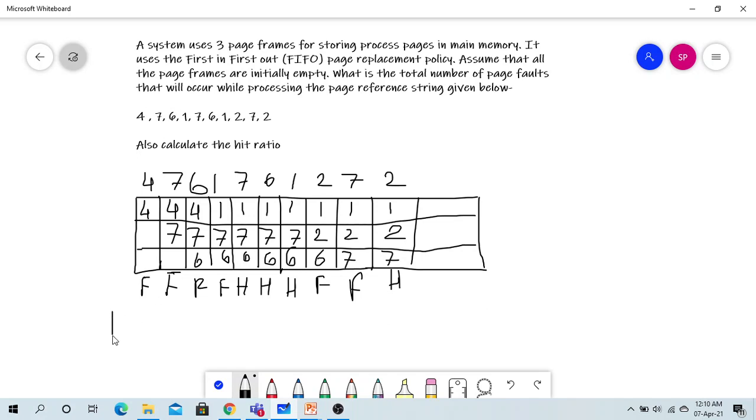So we will calculate the total number of hits. Total number of hits in the given sequence are 1, 2, 3 and 4. So we have 4 hits with us, and number of faults are 1, 2, 3, 4, 5 and 6. So there are 6 faults and 4 hits here, and for the hit ratio, we have already seen the formula.